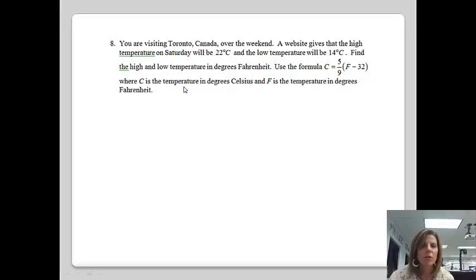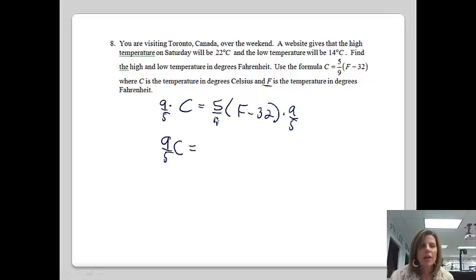So it wants us to find F, so we're going to solve this formula for F. I'm going to start with C equals 5/9 times the quantity F minus 32. Now usually we like to distribute the 5/9, but let's try a little bit different path. Just like we did on those previous problems, to get rid of the 5/9, let's just multiply both sides by the reciprocal. So on the left side I have 9/5 C, and on the right side the 5/9 and the 9/5 cancel each other out, so I'm just left with F minus 32.